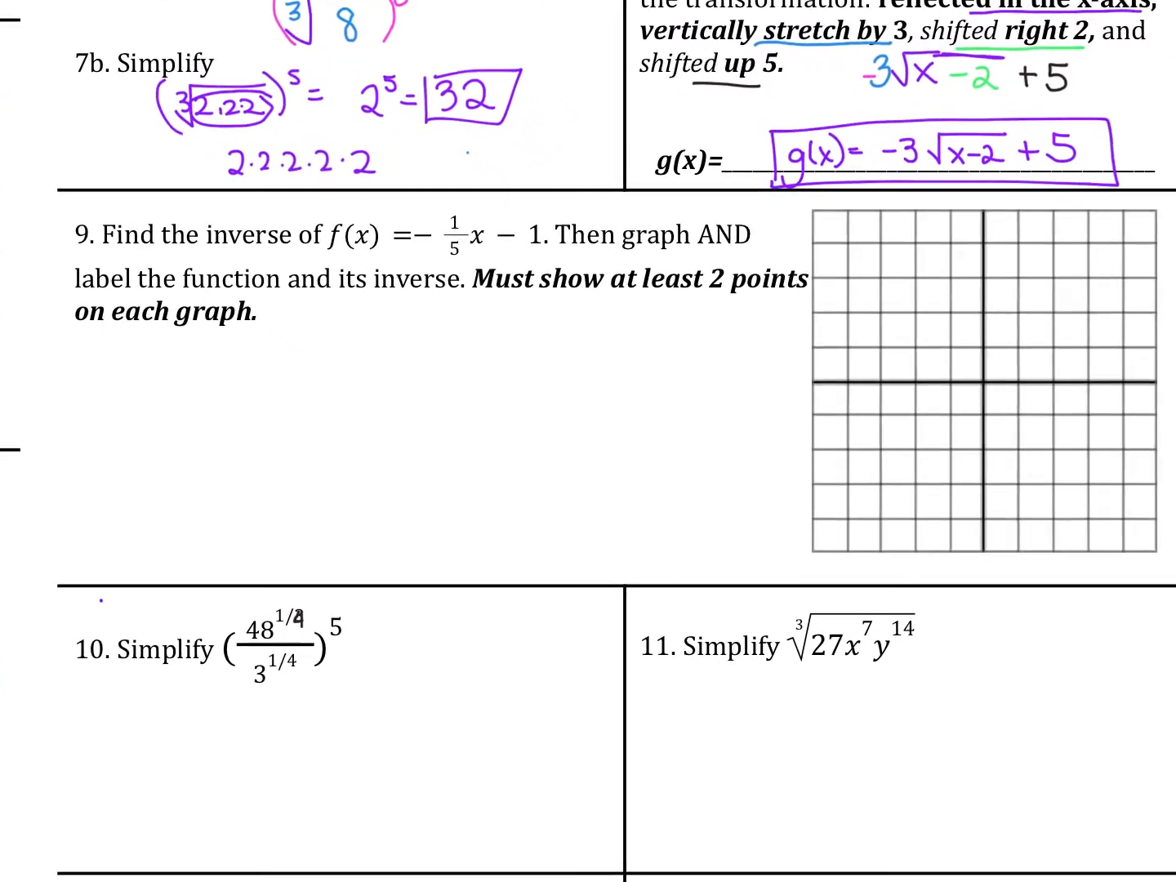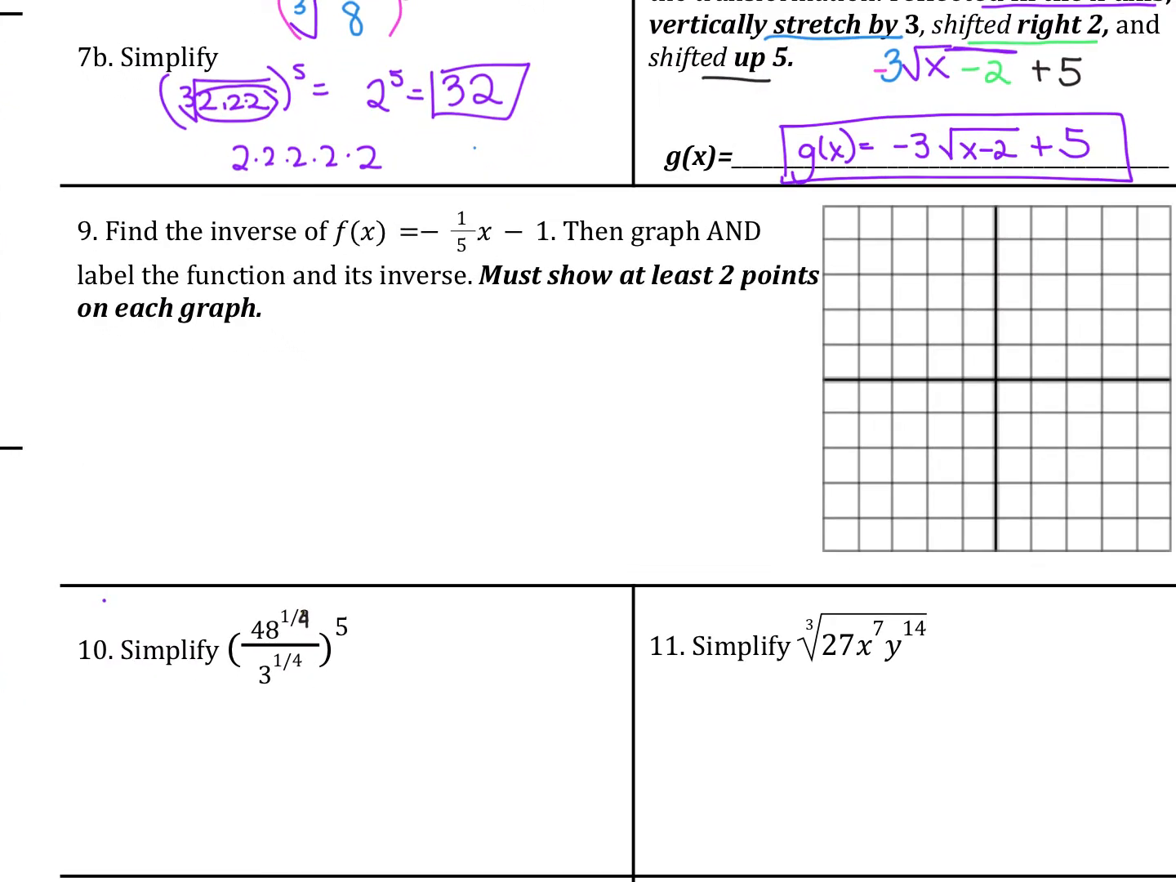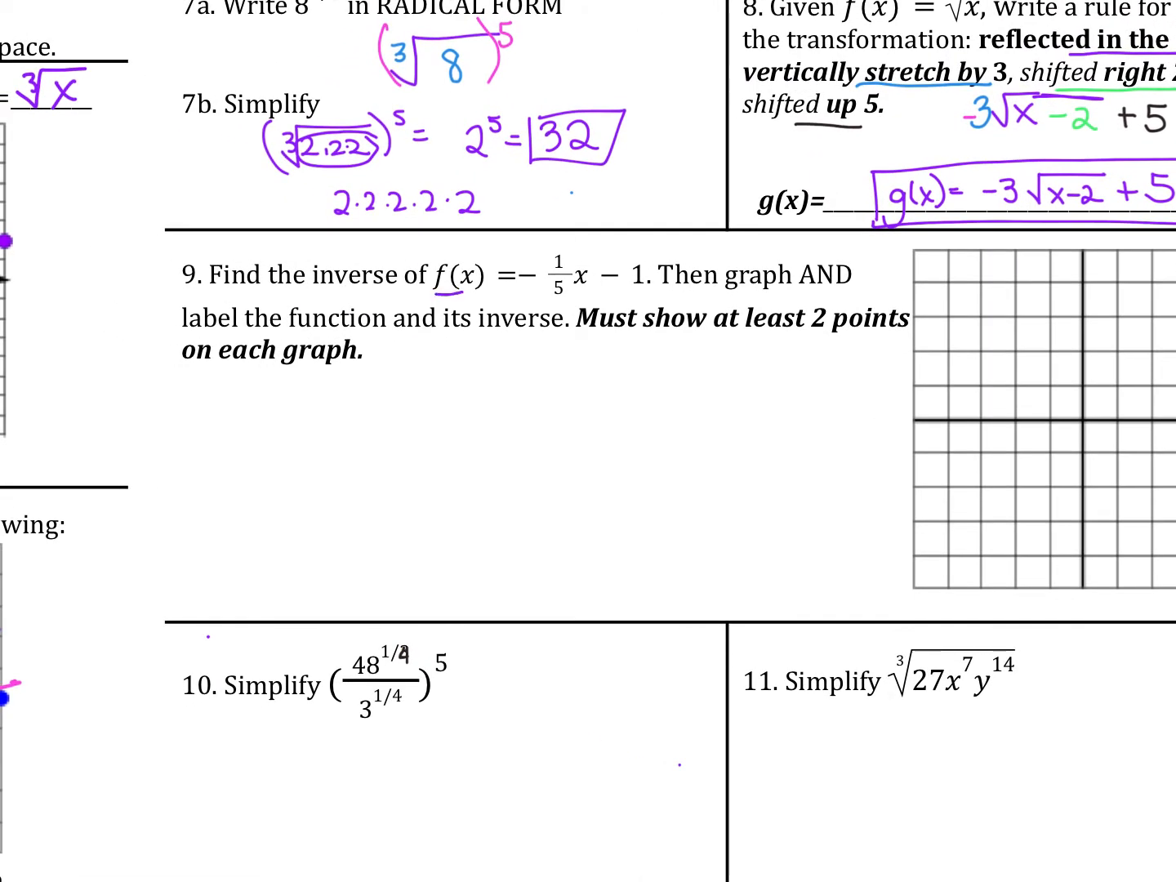So find the inverse of f of x equals negative 1/5 x minus 1. So the very first step is you always change f of x to y. So y equals negative 1/5 x minus 1. Then you switch the roles of x and y. So x equals negative 1/5 y minus 1. Then we solve for y.